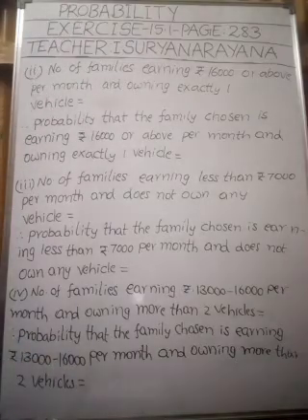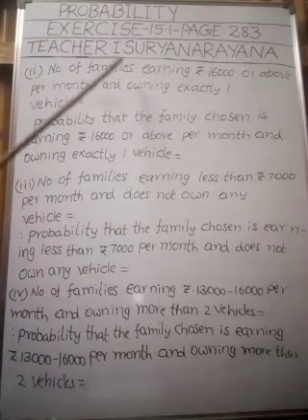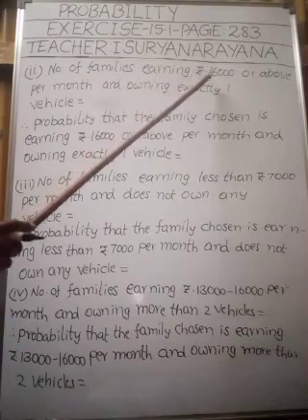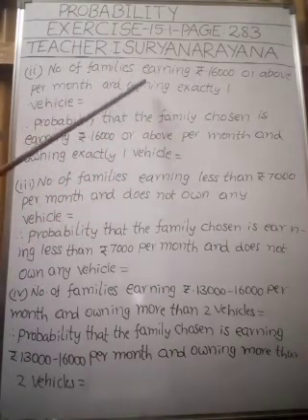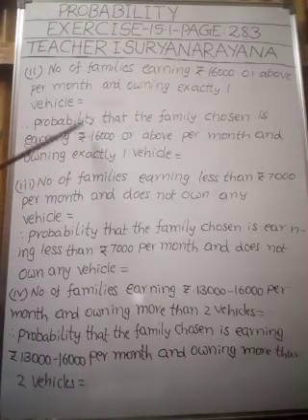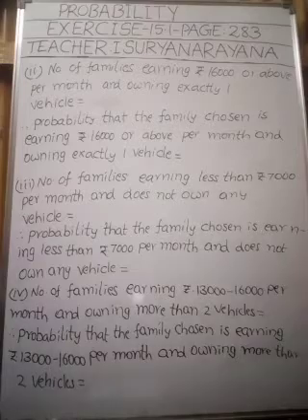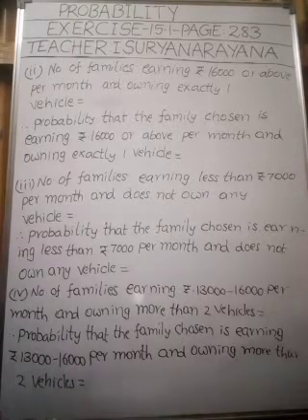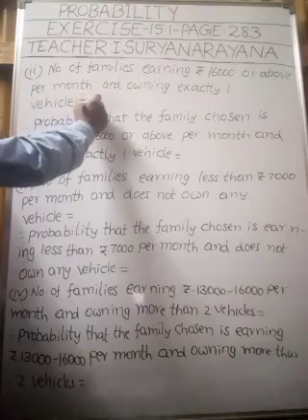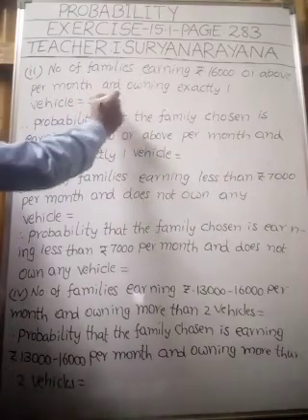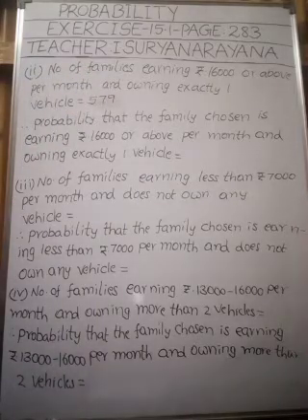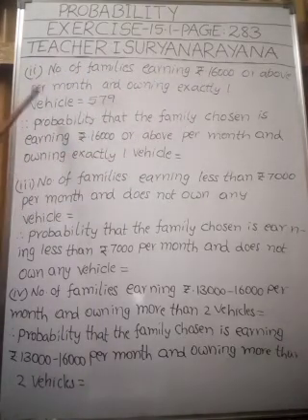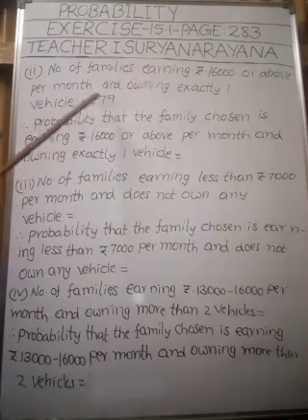Now come to the second part of the question, my children. Number of families earning 16,000 rupees or above per month and owning exactly one vehicle. How many families are there? Please observe the table, my children. How many families are there? 579. Yes or no, my children? 579 families are there earning 16,000 rupees or above per month and owning exactly one vehicle.